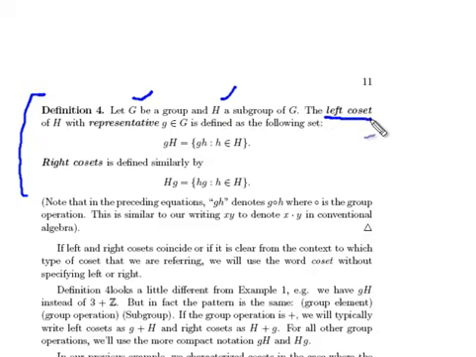Left coset of G of H with representative G is defined as the following set. So I take a particular fixed group element and multiply it by every element of the subgroup. So GH is a set. It's not an element of the group, it's a set. Okay. I multiply every element of H on the left by G to get a left coset. Right cosets are similar, except I multiply every element of H on the right by that particular fixed element of G, also a set.